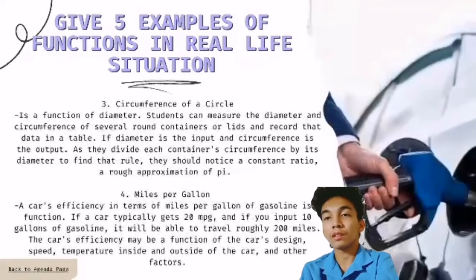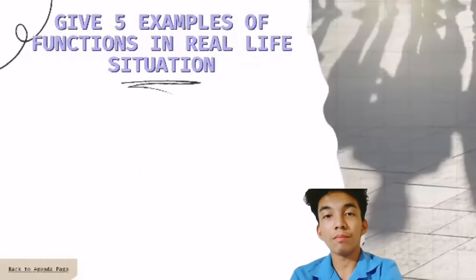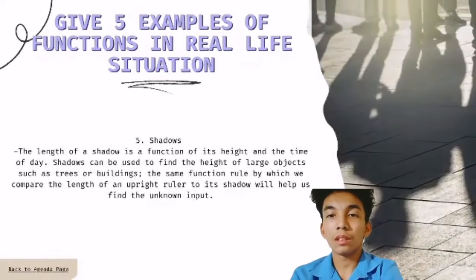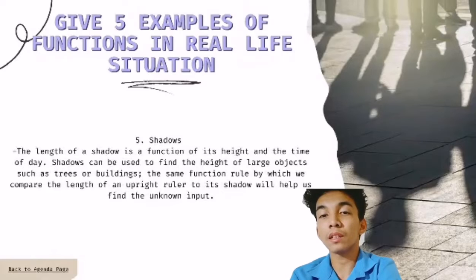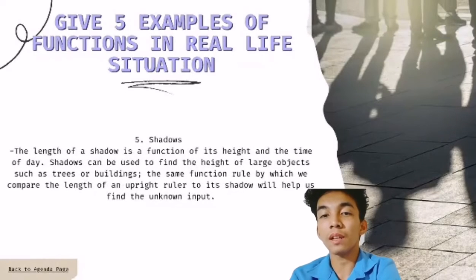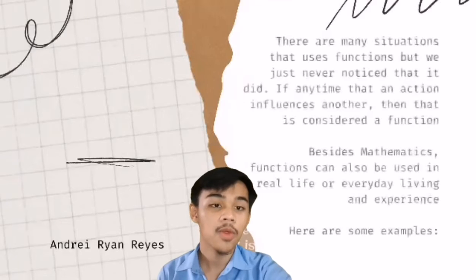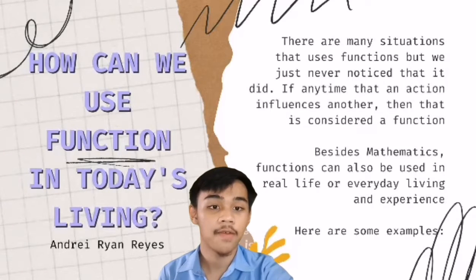And lastly, number 5. Shadows. The length of a shadow is a function of its height and the time of the day. Shadows can be used to find the height of large objects, such as trees or buildings. The same function rule, by which we compare the length of an upright ruler to its shadow, will help us find the unknown input. How can we use functions in today's living?